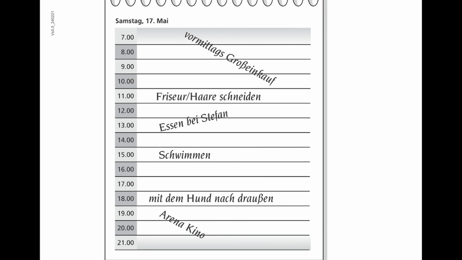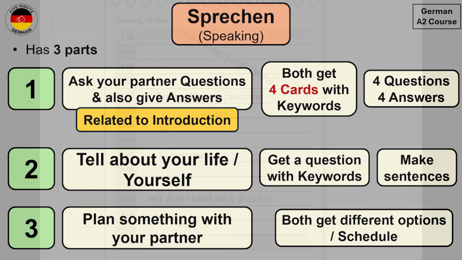So sometimes you get a schedule, sometimes it is possible that you get something else. So depending on what the task is, you have to find a solution which suits both of you. And as mentioned, I will make a separate video on Sprechen where I will go into these parts in detail and also tell you what kind of sentences you can use and how you have to answer the different questions that will be asked. So this was part number 3 of the Sprechen section.